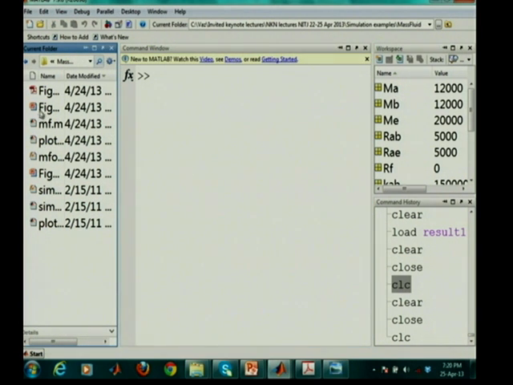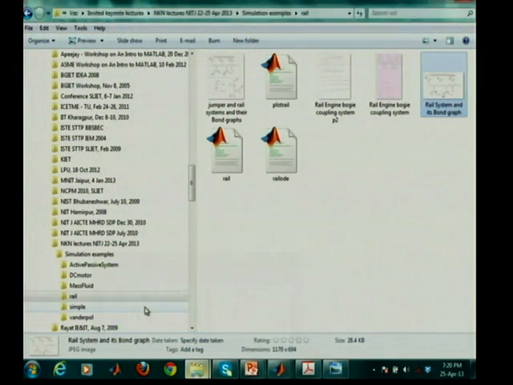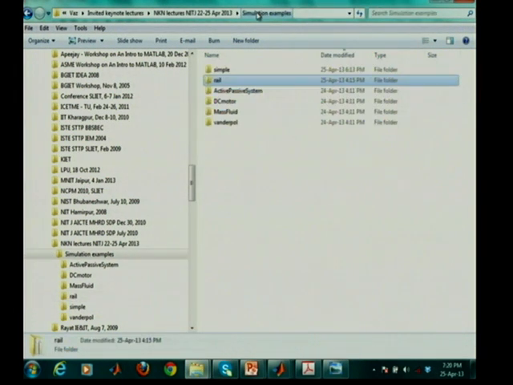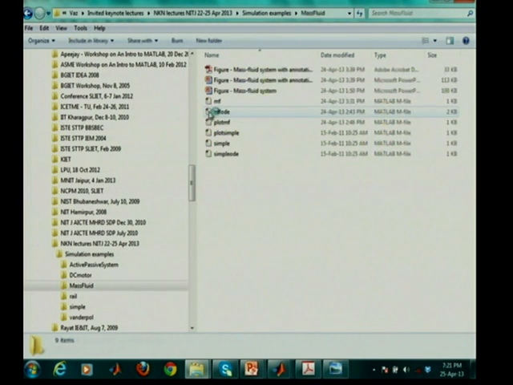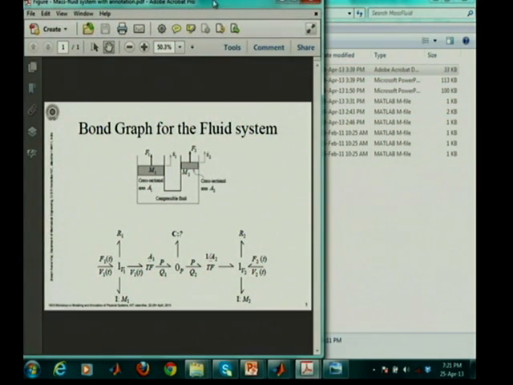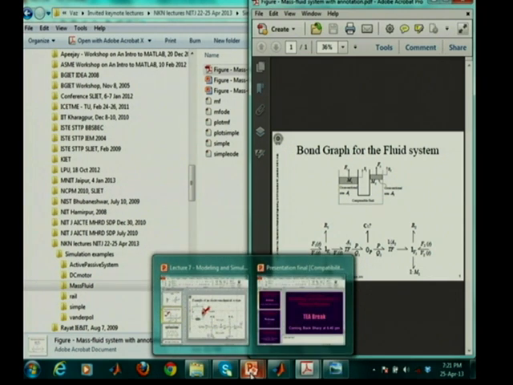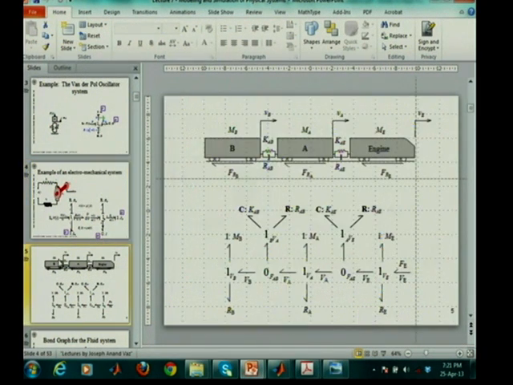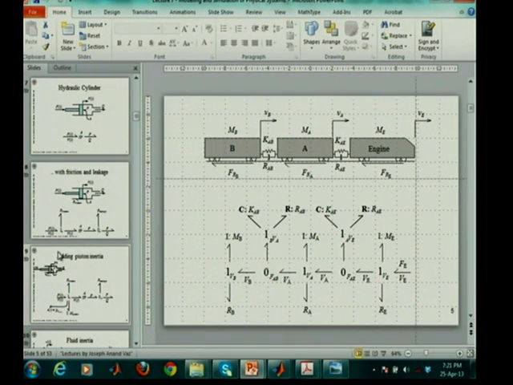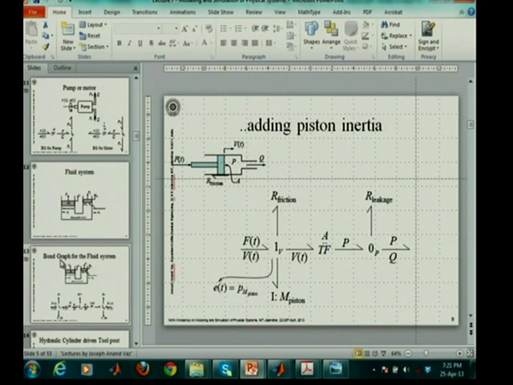Yeah, so we have this example here, and here let us see this figure. I think I'll have to explain its bond graph, but doesn't matter. I'm not going to explain the coding, so explaining the bond graph is okay.